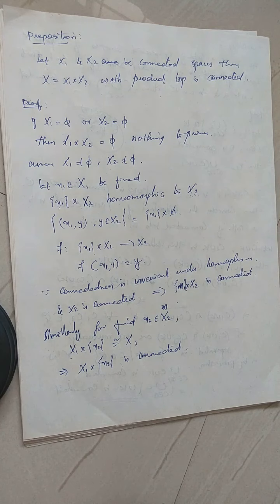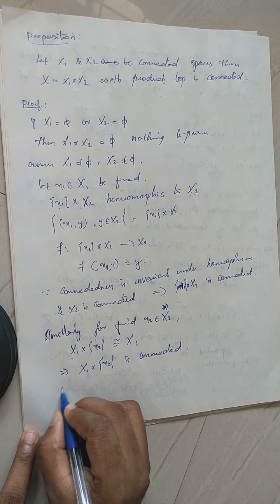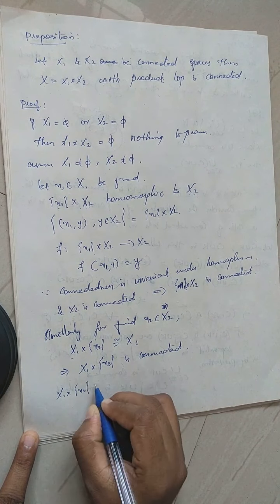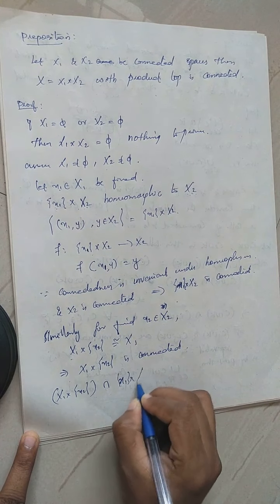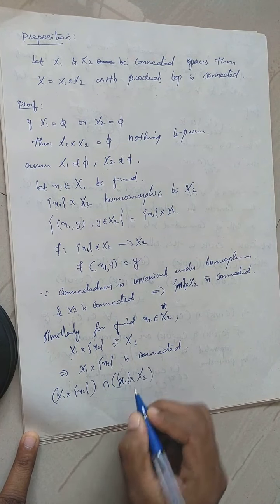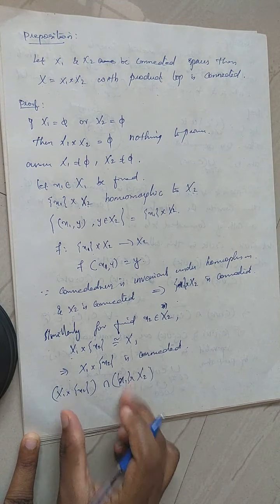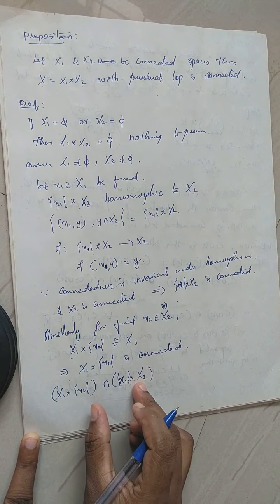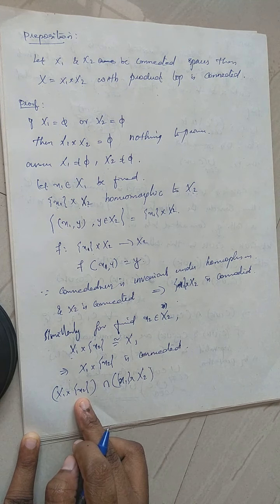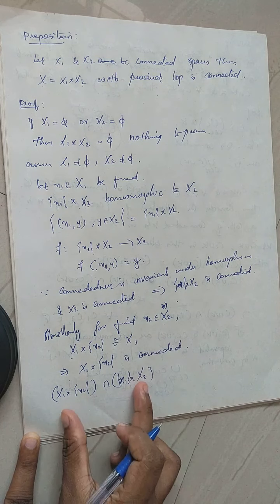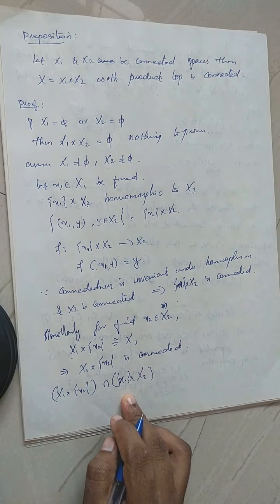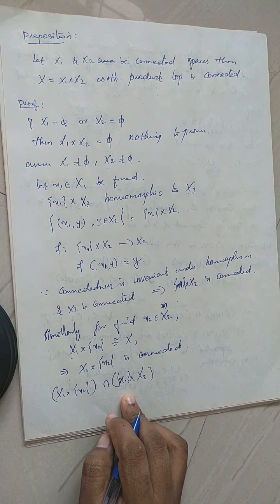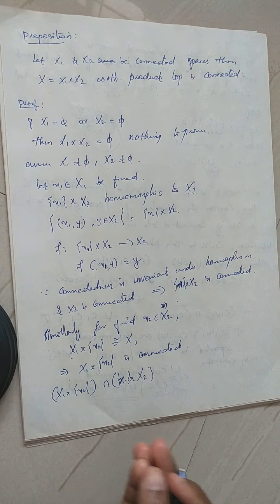Now what will be their intersection? This is the first set, {x1} cross X2, and the second is X1 cross {x2}. These are subsets of the capital X, and these are two connected sets. So {x1} cross X2 and X1 cross {x2} are two connected subsets of X. Now what is their intersection? Can you find any one element which is common to these two sets?